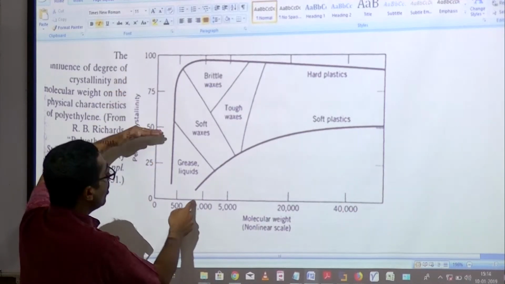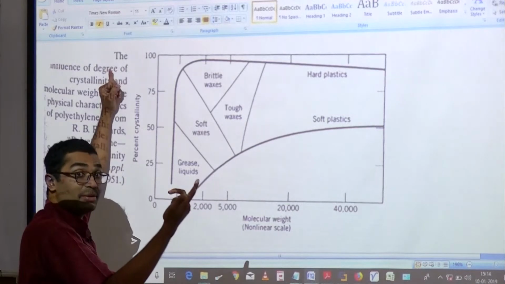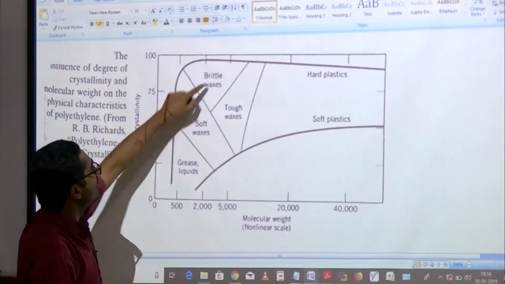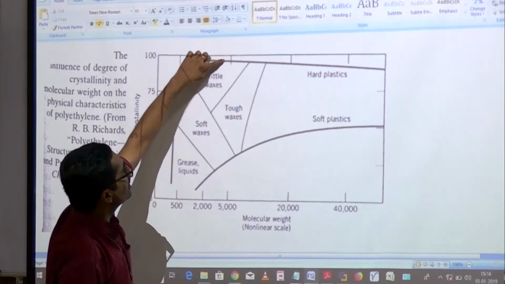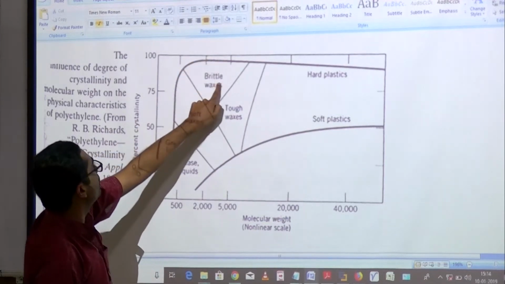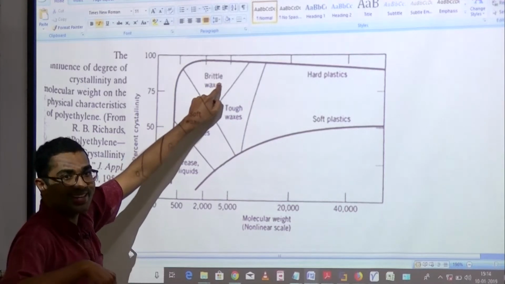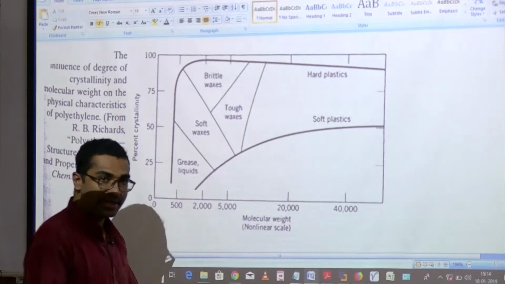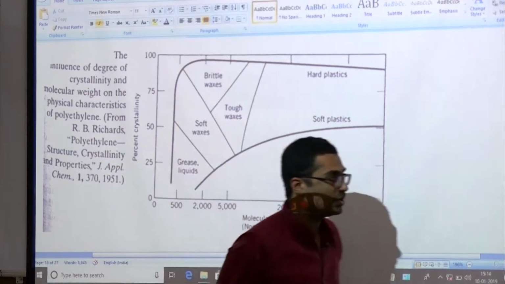So at any given point, if I make it progressively crystalline, it becomes harder. It doesn't necessarily become tough. For it to be tougher, I need to sort of tone down the crystallinity a little bit. Okay. So based on the situation at hand, you can design a solution for the problem.